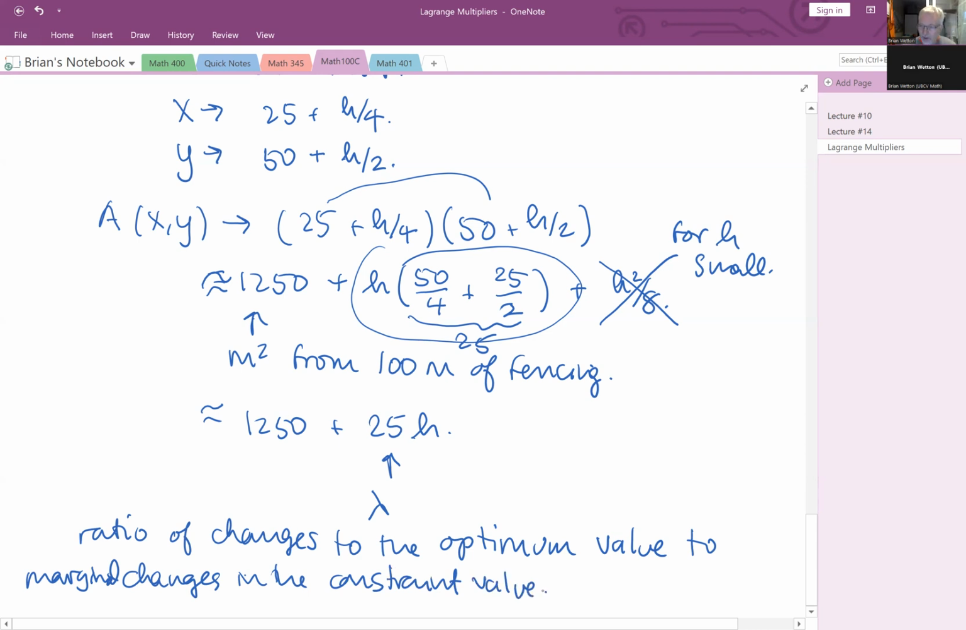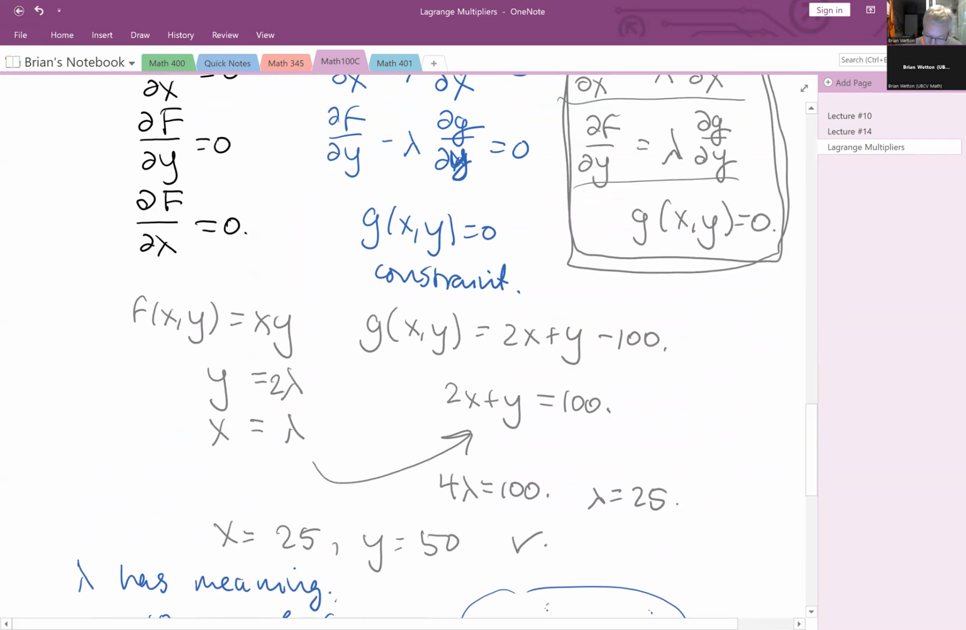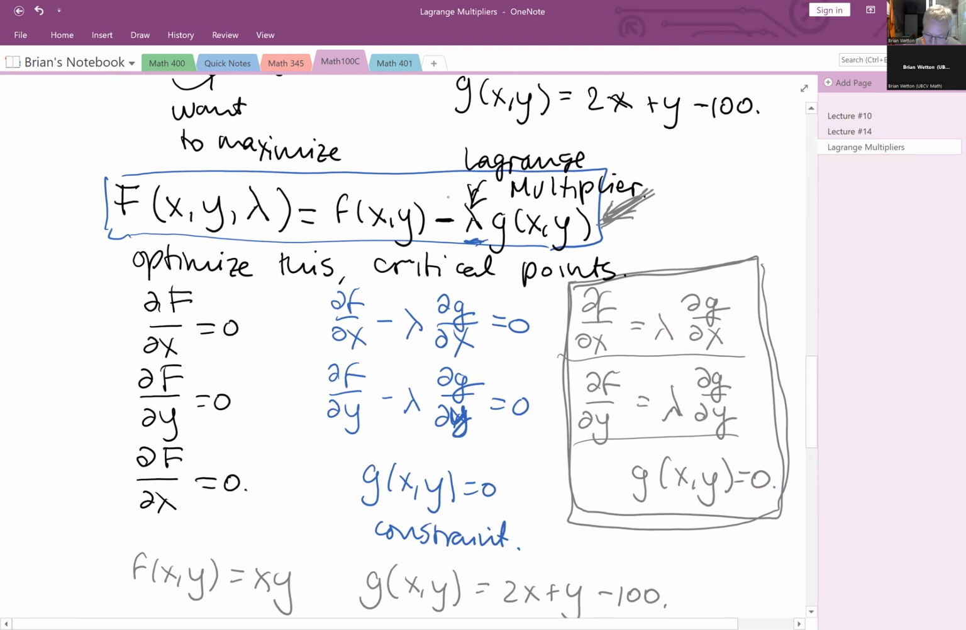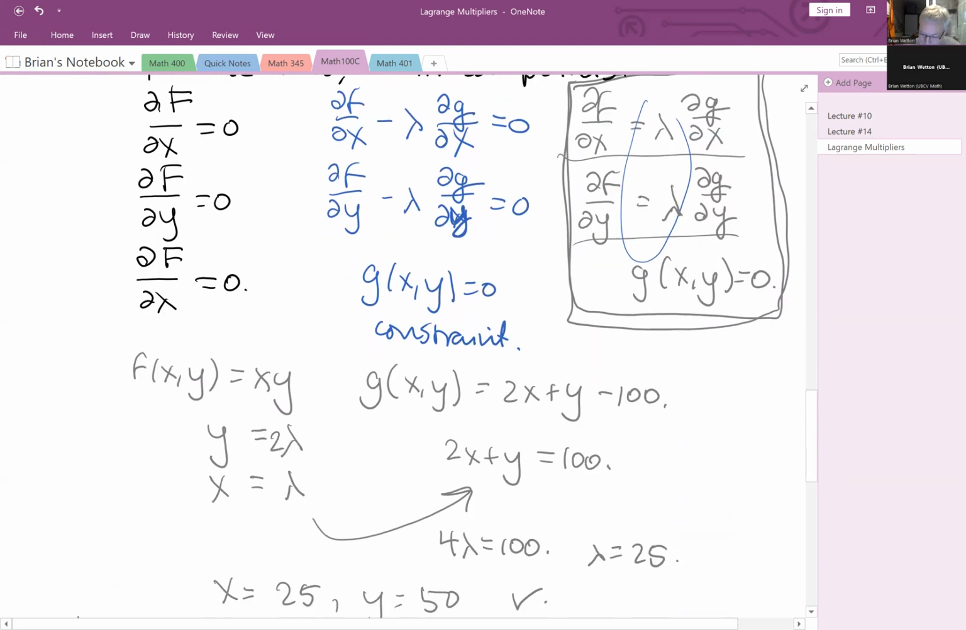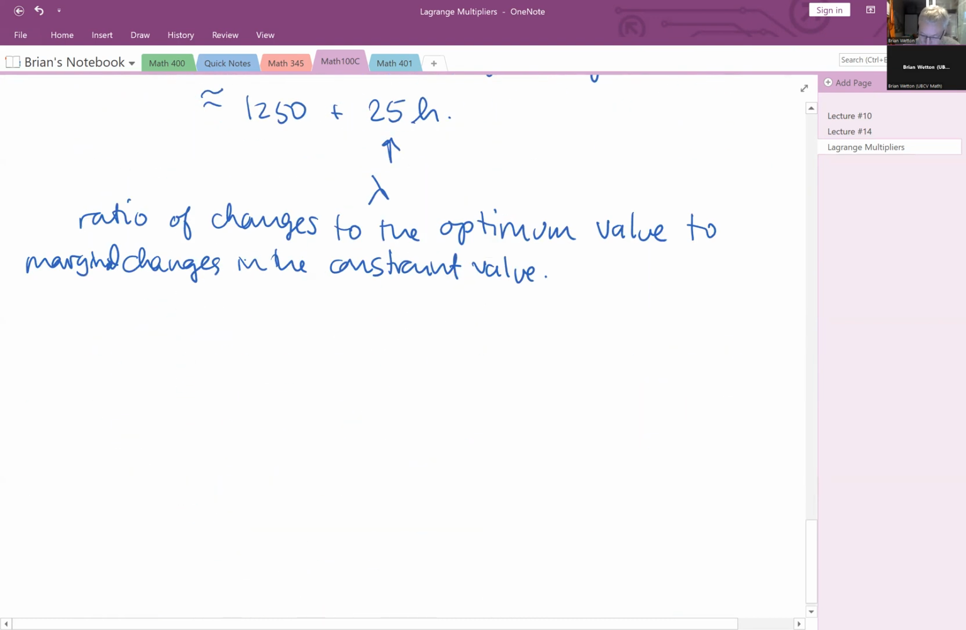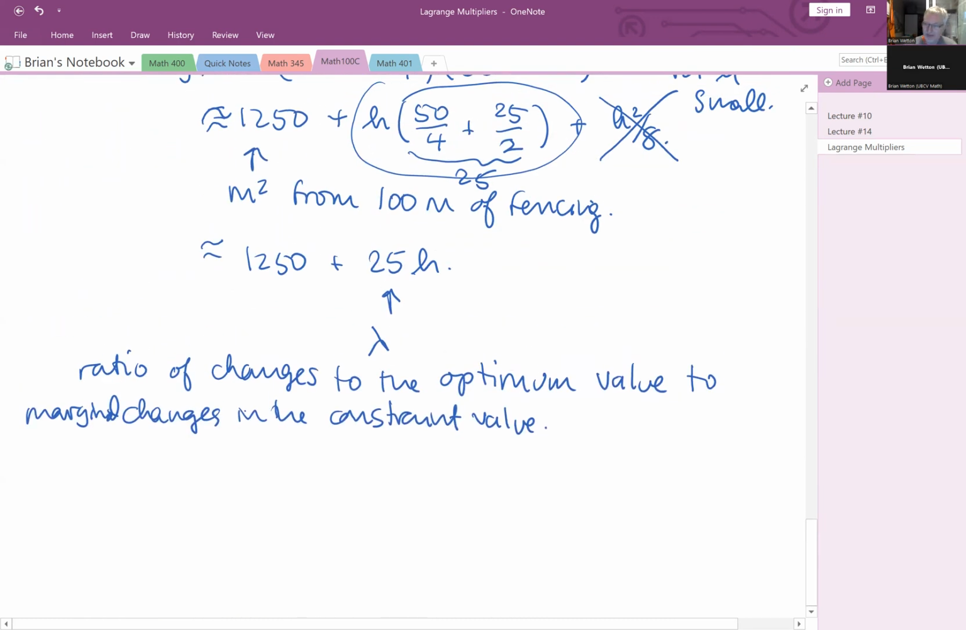So you had x plus 2y was 100. Well, if you change that by h, then the optimal area that comes out changes by 25 times h. That's the meaning of this lambda. Okay, and that's why I changed my plus here to the minus to get this form. Again, mathematically they're equivalent, but in this form, the sign of lambda is right to get this result. Okay, well, let's do one more.